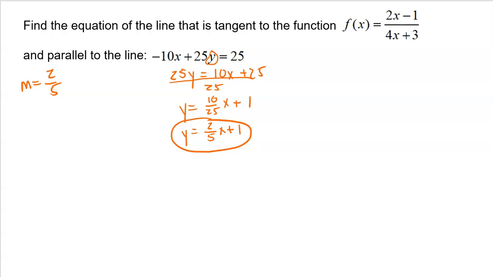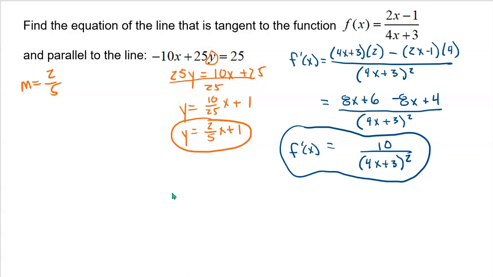So without further ado, the most important thing I need right now is the derivative. And there's my derivative with just a little bit of work of the quotient rule. Wasn't too bad, but the derivative is 10 over (4x plus 3) quantity squared. So now again, I have the slope. Boom, I have the slope, so awesome.